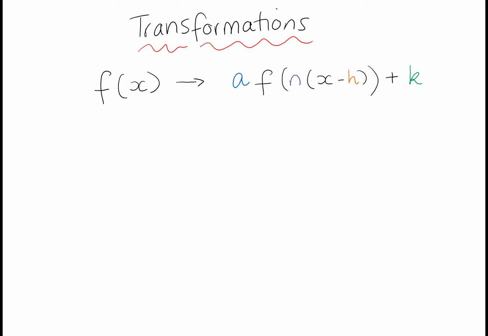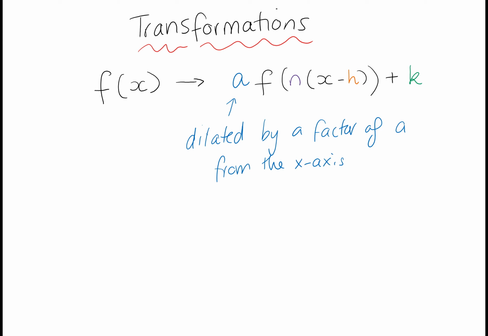Now everything that we've done so far is true not just for quadratics, but for any function. And so more broadly, if we took the function f of x, so that can be any function, and we mapped it onto this big thing, we would look at this and say, well, if I multiplied everything by a, I would be dilated by a factor of a from the x-axis. Keep in mind here that if a was less than 0, so if this was the case, we would say that we were reflected about the x-axis.